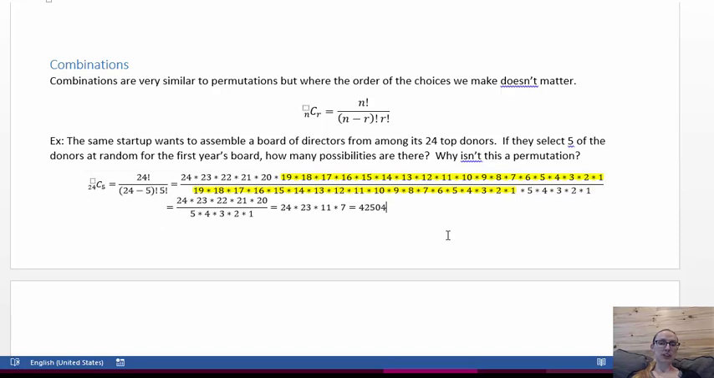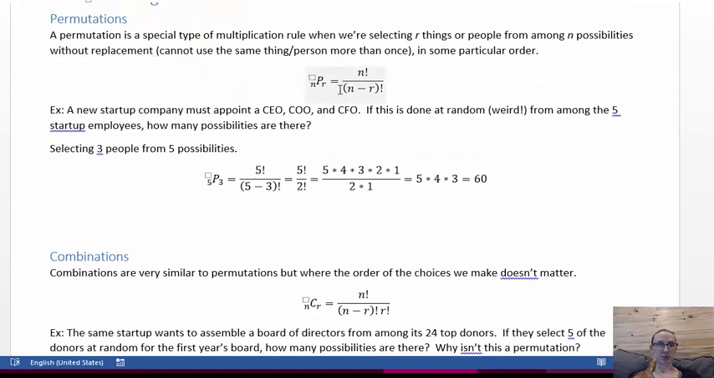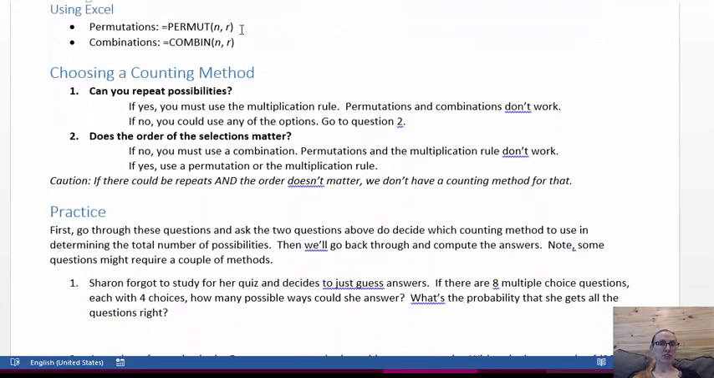So this could enter into a probability calculation where maybe this is the total number of options for picking a certain group. Because we're using Excel, we're mainly going to use Excel for all of these computations rather than using these two formulas with the factorials in them. I have in the notes here the two formulas for Excel. Permutations are PERMUT, P-E-R-M-U-T, and combinations are COMBIN, C-O-M-B-I-N.